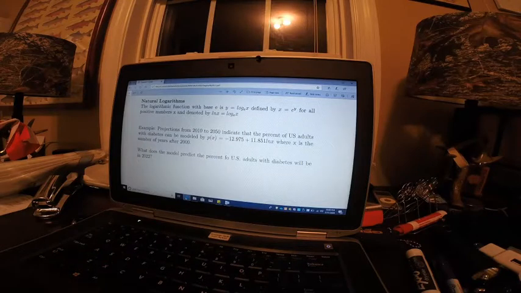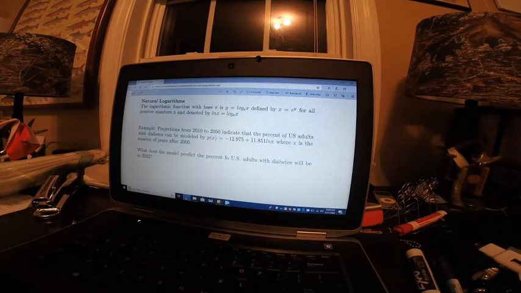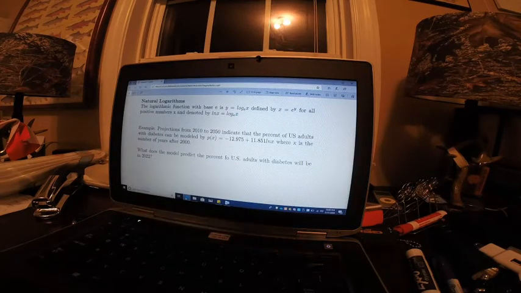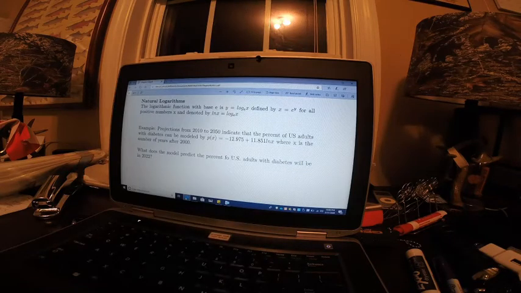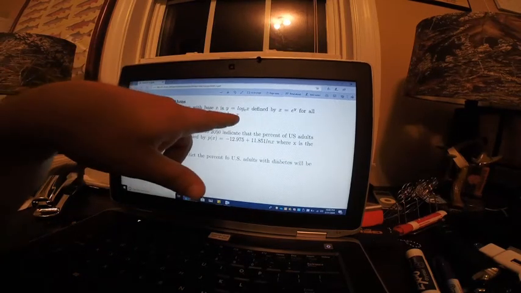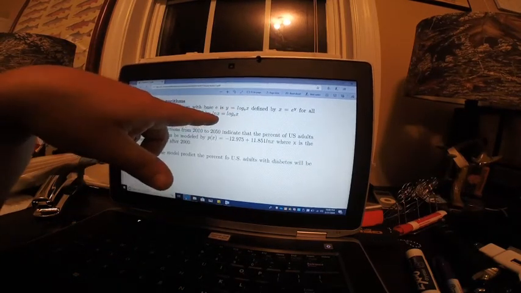Now, natural logarithms. Natural logarithms are the logarithmic function with base e. So that is y equals log base e of x. And it's defined by x equals e raised to the y for all positive numbers x, and denoted by the natural log of x equals log base e of x. So if we're using the natural log, we're going to use ln instead of log base e of x. That's just the notation for it.